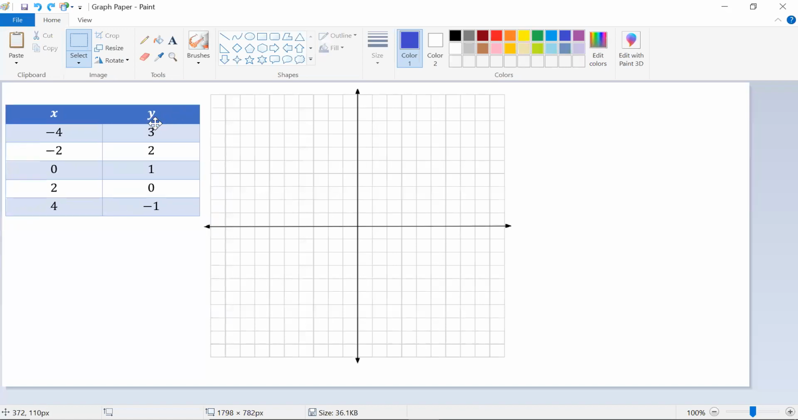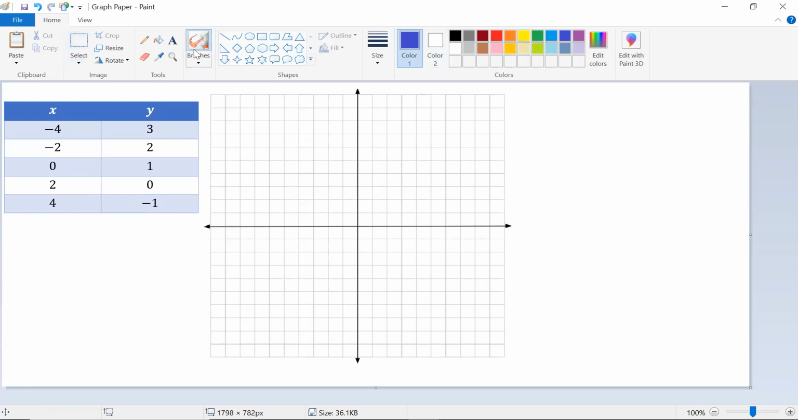Here's the grid that I'm going to plot on. Let's take the point (-4, 3): move left 4, up 3. (-2, 2) gives you this point. (0, 1) gives you this point. (2, 0) gives us this point. (4, -1) gives us this point. And therefore, my line looks like this.